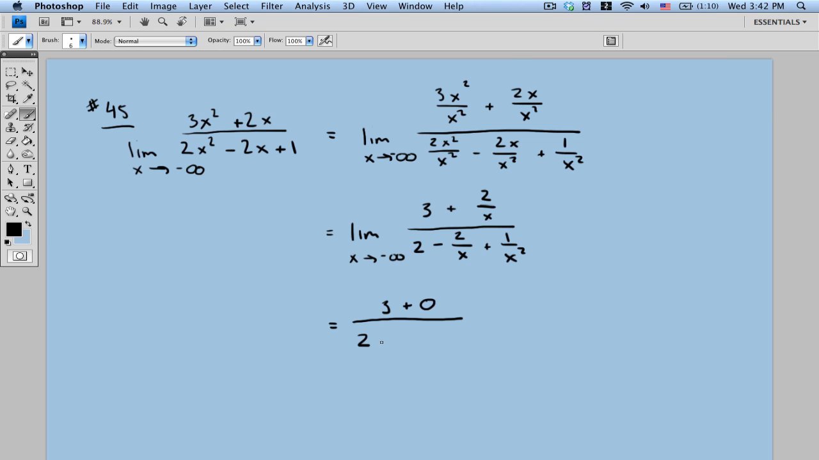The limit of 2 is just 2. The limit of negative 2 over x is just 0. The limit of 1 over x squared is just 0. So when all is said and done, what we're left with is 3 over 2. All right, so that's our limit there.